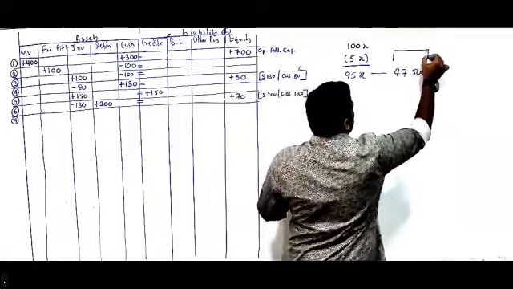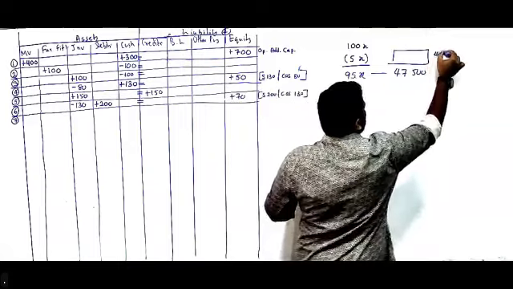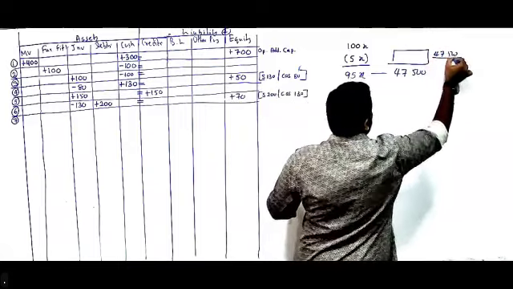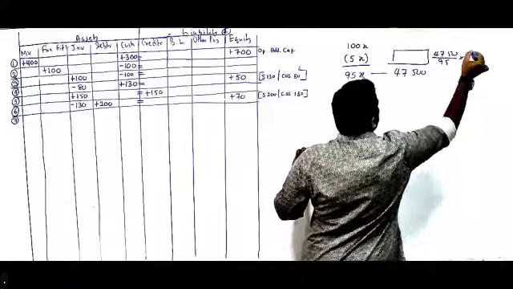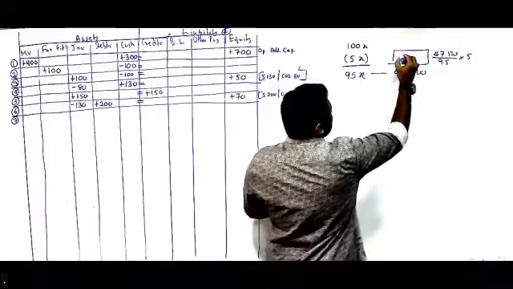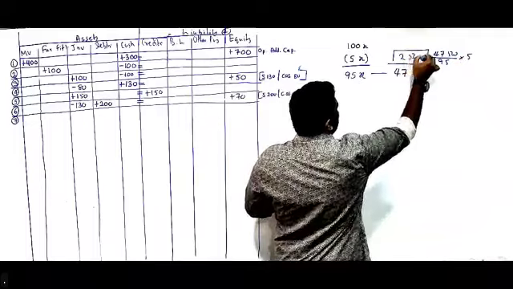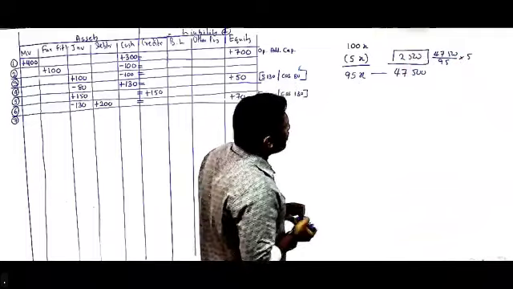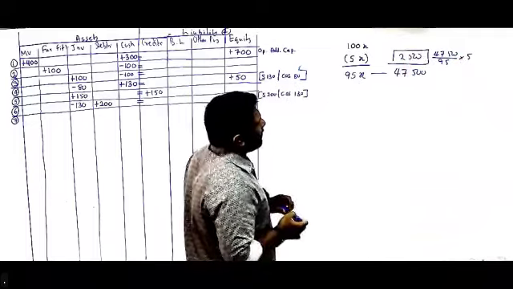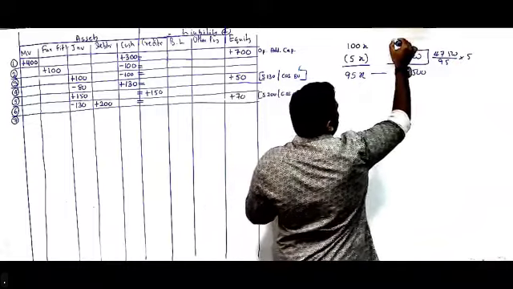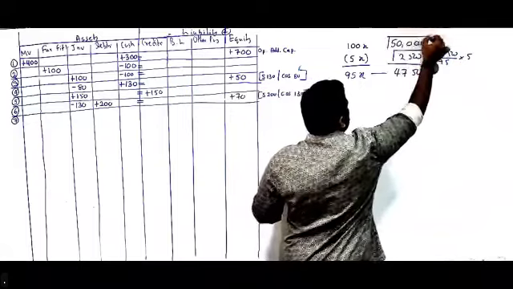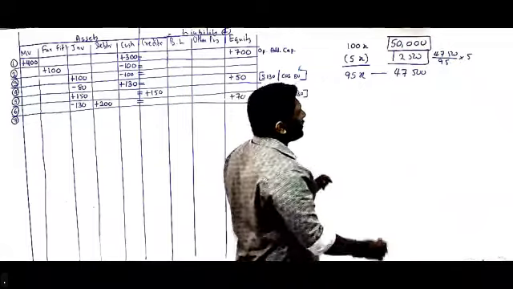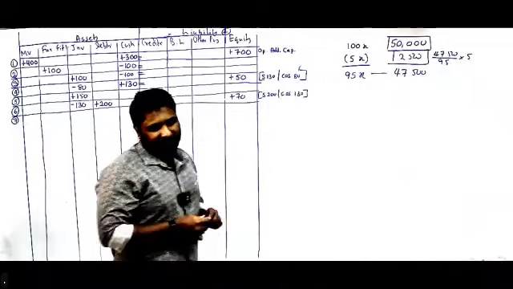How to find? Help me. 47,500 divided by 95 into 5. What's the value that you are getting? 2,500. So this one is simple. How much is that? 50,000. How to record this?